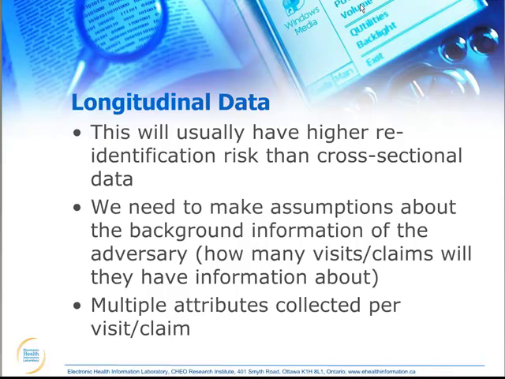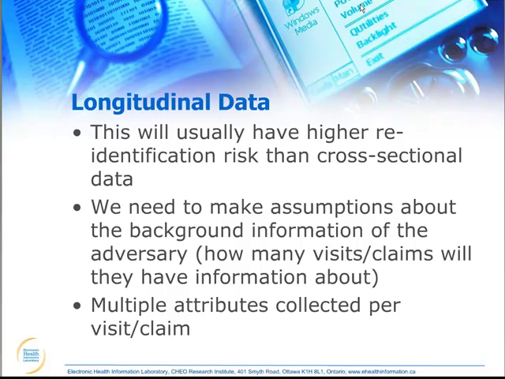There's always a question about how much background information an adversary would have, and this is an issue that will come up again in subsequent parts of the presentation. For example, let's say if a patient has had 12 visits in a year, would an adversary have information about all 12 visits, or would they at most know 5 of those visits, or 3, or whatever the number may be? So what are the limits of the adversary's background knowledge that can be used for re-identification purposes? Because it's not possible to know that precisely in advance, we have to make assumptions about how much background knowledge an adversary would have to use for re-identification.